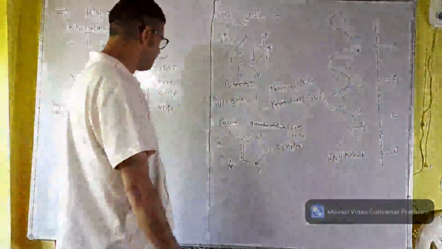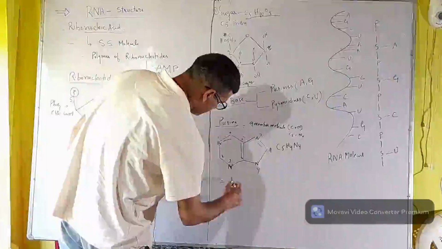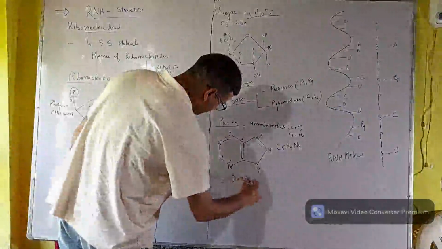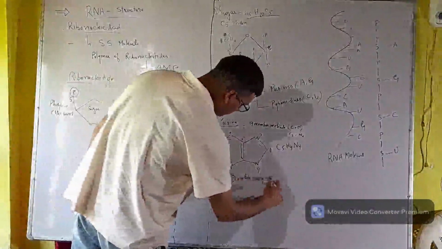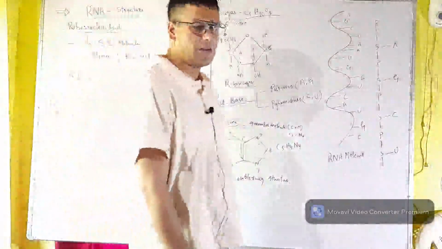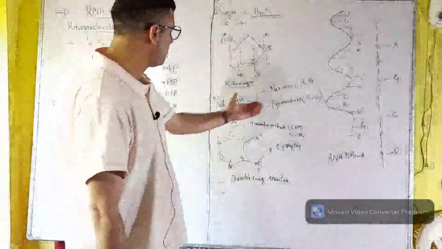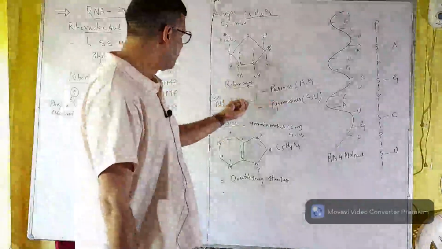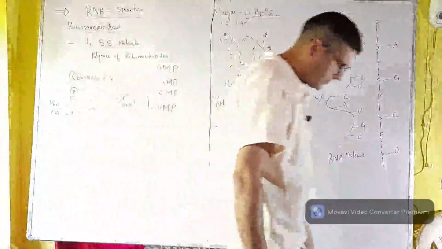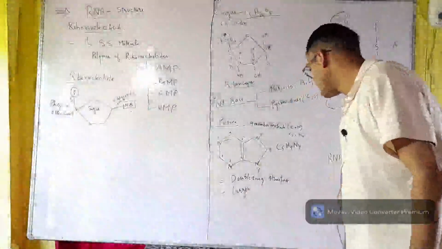Purine has a double ring structure. It is a double ring system, and purines are comparatively larger as compared to the pyrimidines. So we have two types of purines. One is called adenine, another is called guanine. These are comparatively larger in size.